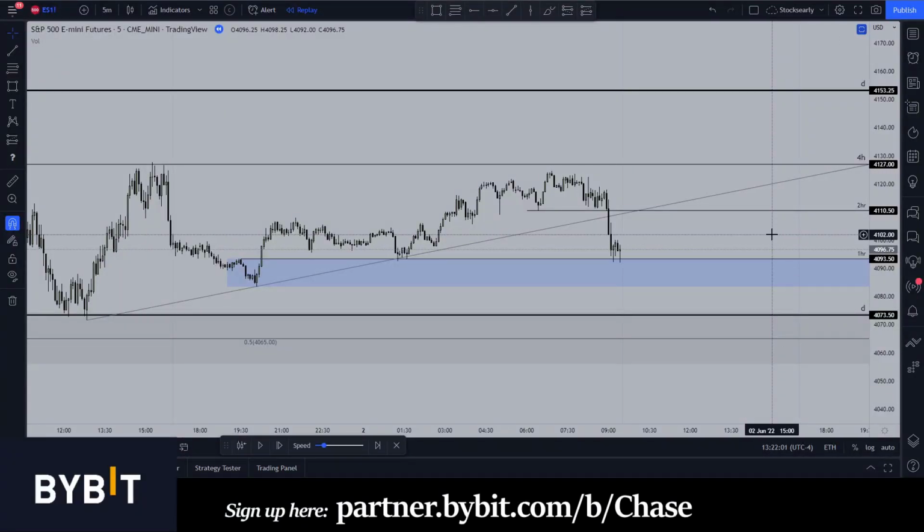It's Chase. So we're using the rewind tool here. We're basically at the open, okay? On ES, we're going to go through the trades that I took today, and I'm going to explain them to you, the levels, how I executed them. If you don't like this type of hindsight content, that is fine, but this is basically teaching you how to trade.